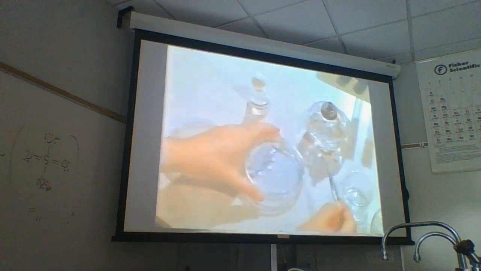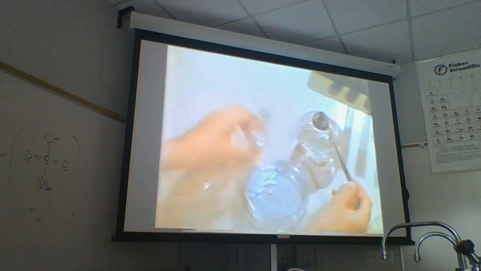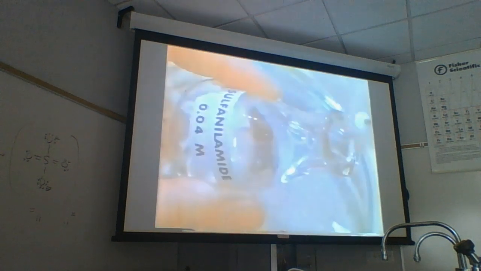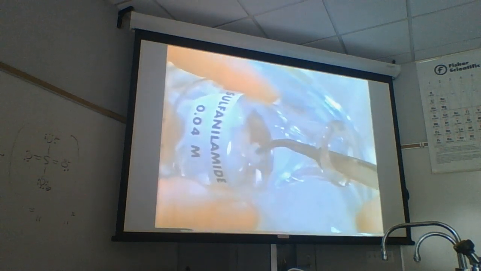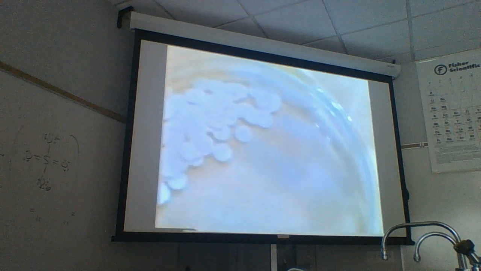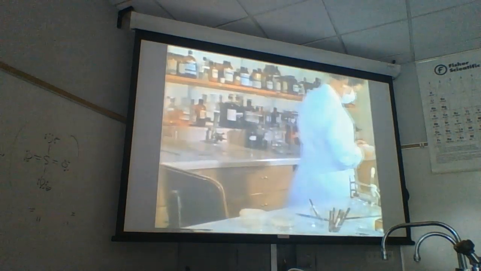A small piece of sterilized filter paper is wet with a sulfanilamide solution and placed on the bacteria in one compartment of the Petri dish. The dish is placed in an incubator for 24 hours.